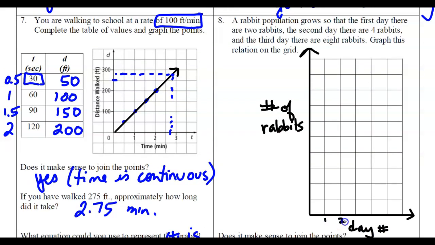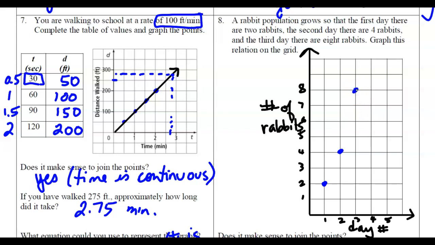So I do need to scale this for this application. Let's count up how many grid markings I have: 1, 2, 3, 4, 5, 6, 7, 8, 9, 10. And the information, I go to 3 days and I have 8. So I could go up by ones: 1, 2, 3, 4, 5, 6, 7, 8. If I wanted to extend the pattern, I would need to change the scale and squish it down a little bit. Day 1, there's 2 rabbits. Day 2, there's 4. Day 3, there's 8.